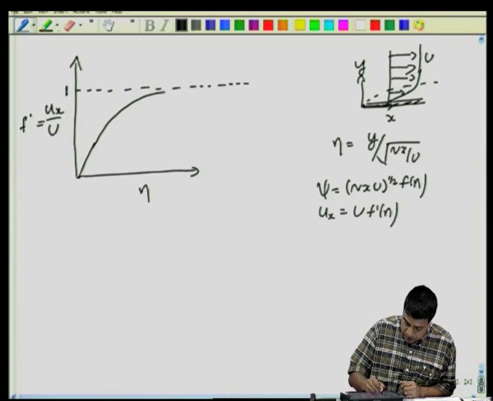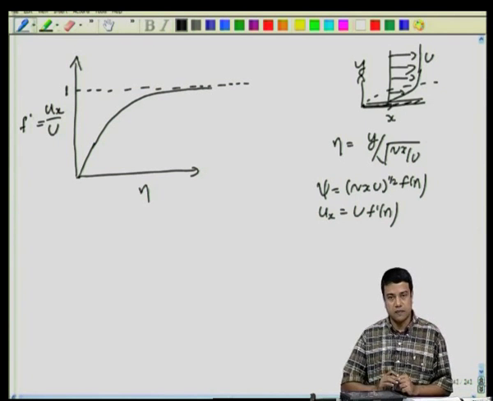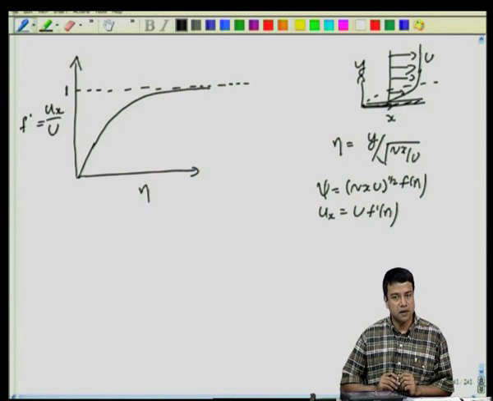Starts at 0, then it approaches 1 asymptotically. That means the limit as eta goes to infinity, f prime is equal to 1. At any finite eta, f prime is always slightly less than 1, but it approaches 1 far away. So, this momentum diffusion does take place all the way, but the effect is very small as you go far away.